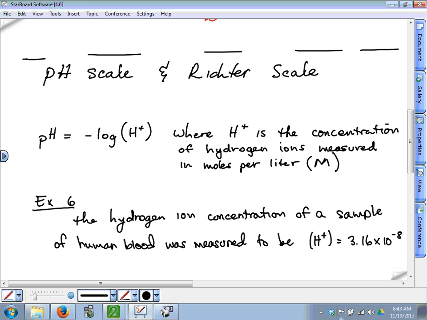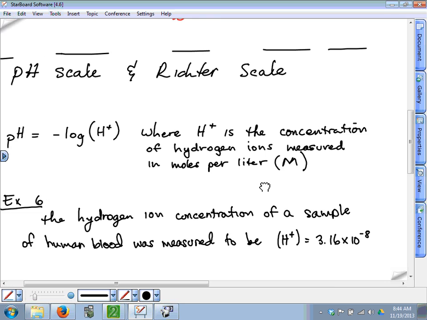Now, here's the reason for this pH scale, you guys. The range of hydrogen ion concentrations in any substance is gigantic. Okay? The range could go from 3.16 times 10 to the negative 2 to 3.16 times 10 to the negative 12. I mean, there's a ginormous range of numbers for hydrogen ion concentrations. But using a logarithmic scale, it shrinks the range significantly. Here's what I mean by that.